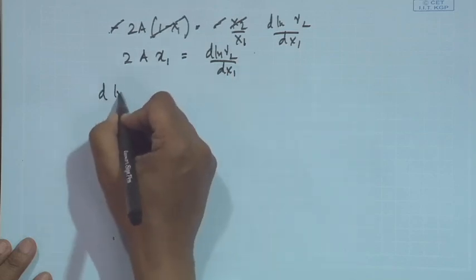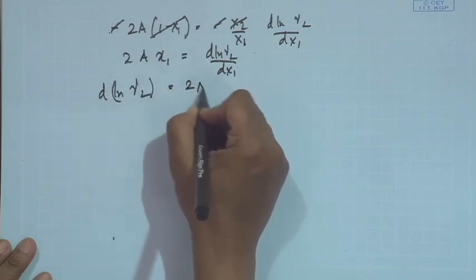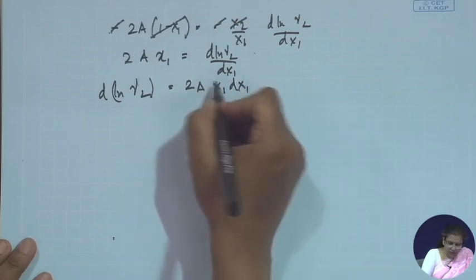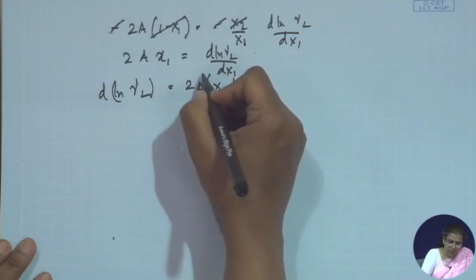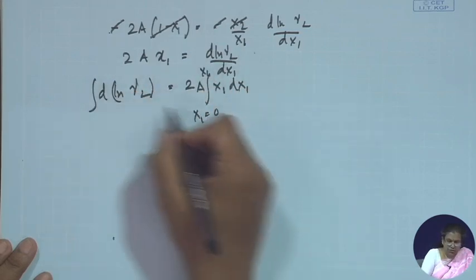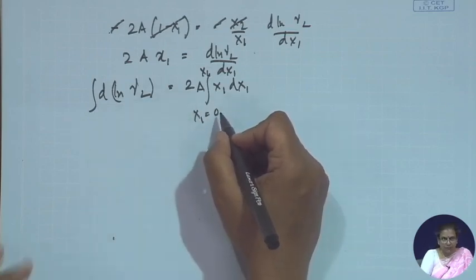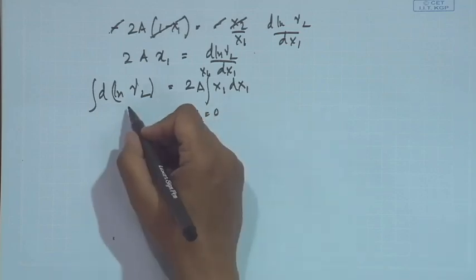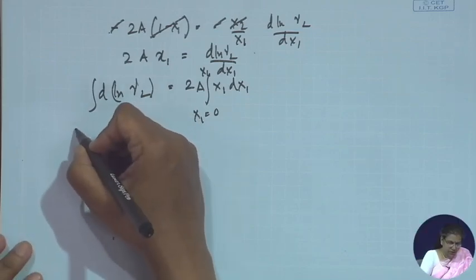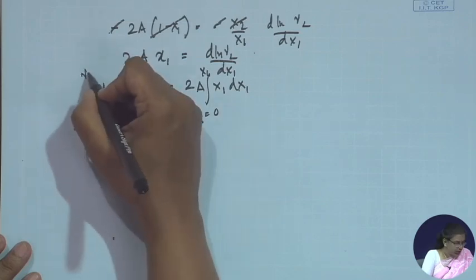So, I would like to find out an expression for gamma 2. We know d ln gamma 2 is nothing but 2a x1 dx1, fine. We will be performing the integration from x1 equals 0 to x1 equals x1. And we know that at x1 equals 0, x2 equals 1, and therefore at x2 equals 1, gamma 2 has to be equal to 1. So, ln gamma 2 has to be 0, so this extends from gamma 2 equals 1 to gamma 2.